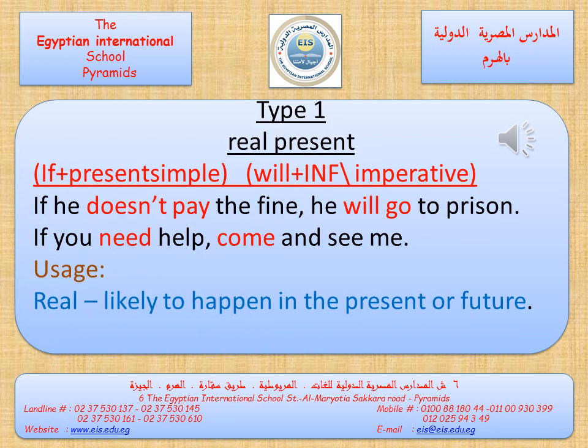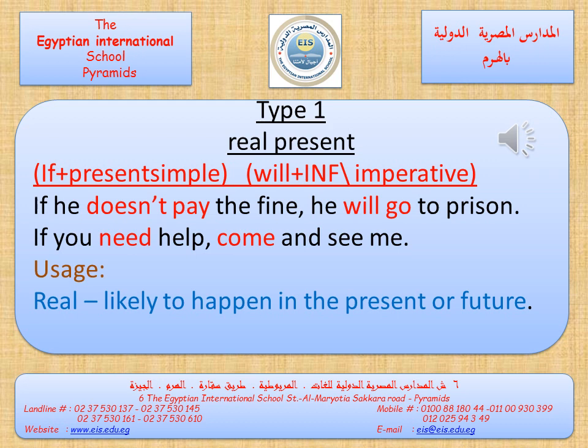Let's move on to the first conditional sentence. Starting from the first one, we are going to talk about modal verbs. We use this condition to talk about a likely situation. That means something that might happen in the future. For instance, if you study hard, you will pass the exam.